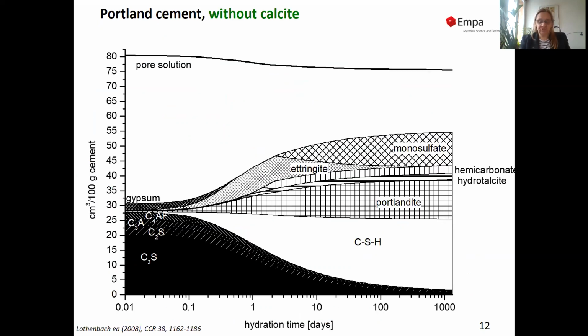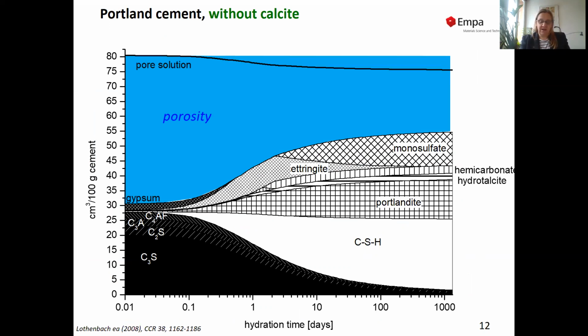We can use the same model also to see what hydrates we form. And I show here an example for cement without calcite. Basically, what we predict, this is our input, the decrease of the amount of clinker as a function of time. And based on that, we predict the formation of CSH, of portlandite, of a little bit of hemicarbonate and hydrotalcite. And we predict also the destabilization of gypsum to ettringite.